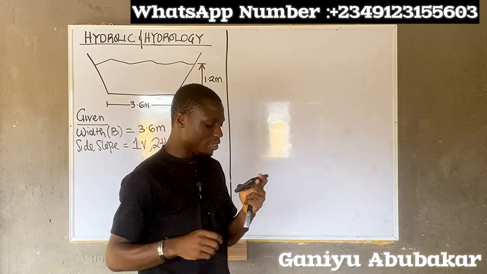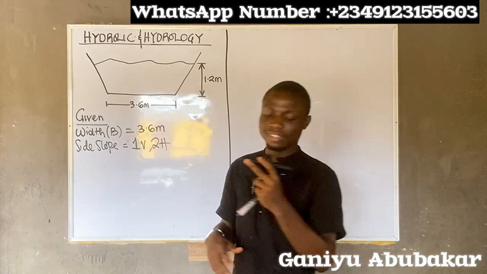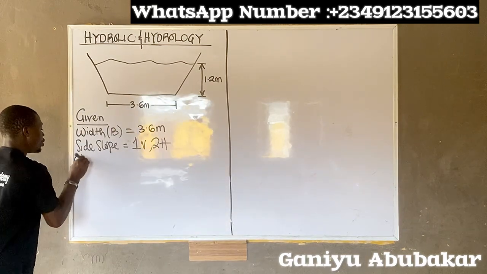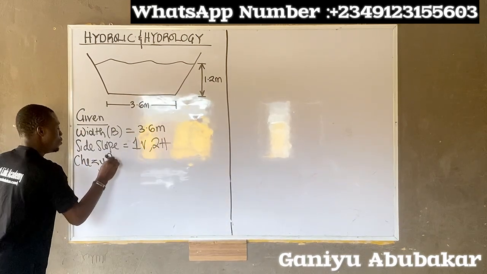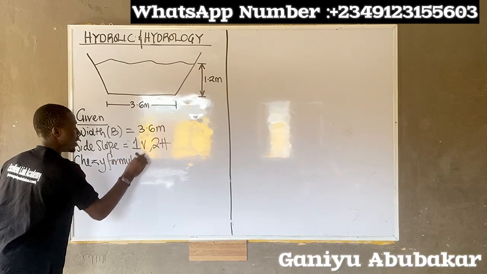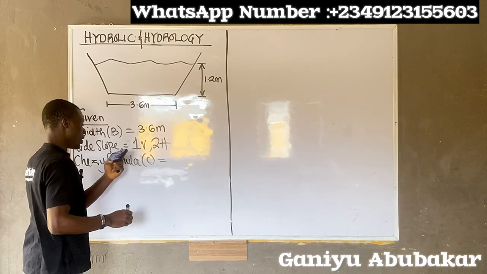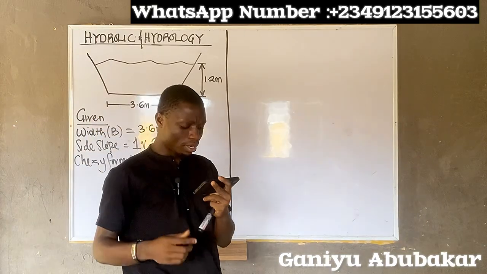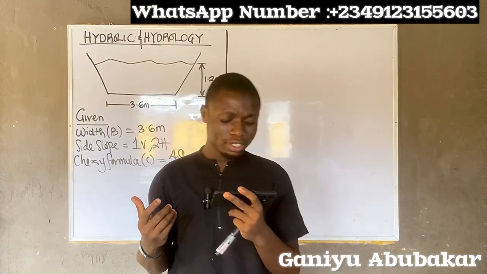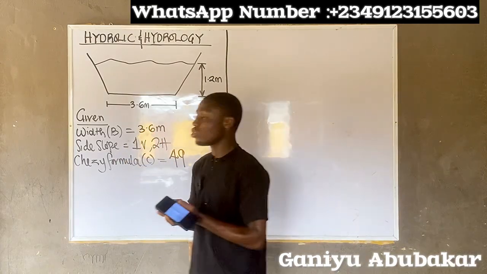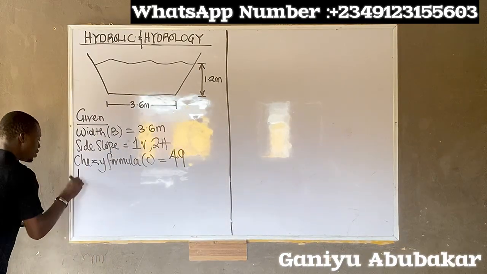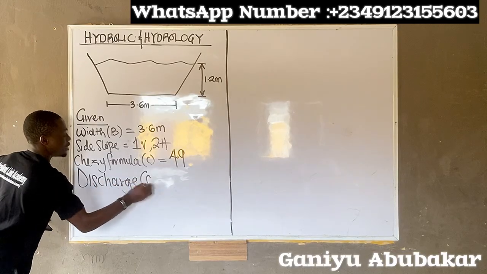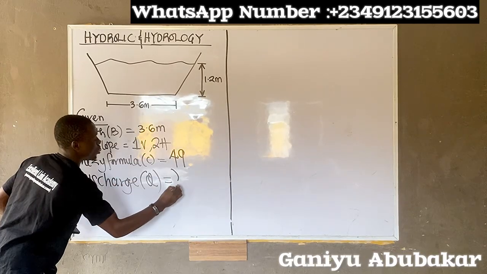Next up, it says assuming that C, by the way, C is the Chezy formula constant. So that C is given as 49 SI units. Proceeding, it says what will be the discharge Q. So I'm looking for Q. The discharge, in brackets Q, is unknown.